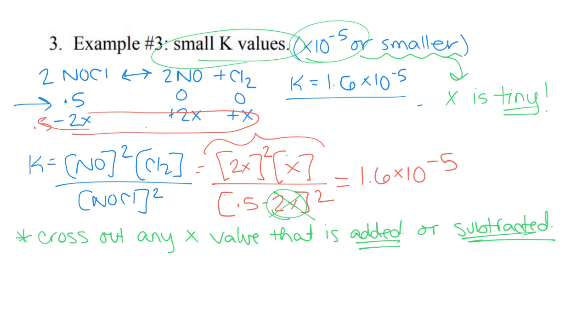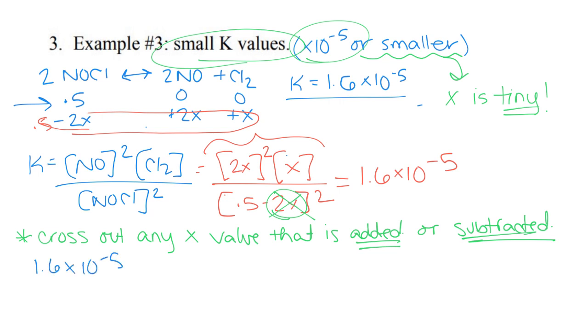The reason why, since X is so tiny, if I do 0.5 minus a super tiny number, it's basically going to be 0.5 when I'm using the correct number of significant figures anyways. So I can just cross that out. I can't cross out x's that are multiplied though, because multiplying by a small number is actually going to make a big difference. So what I'm going to end up with on the top is 1.6 times 10 to the negative fifth.